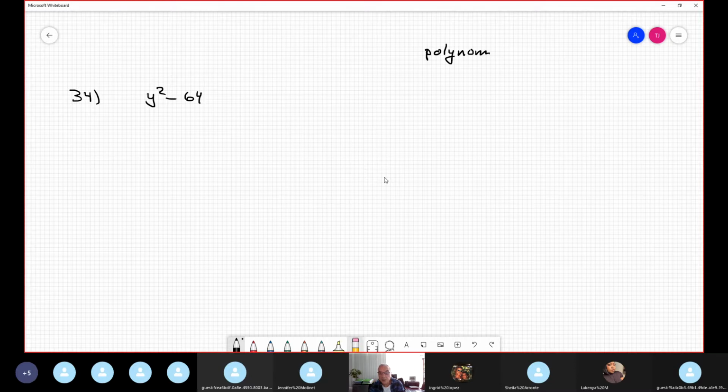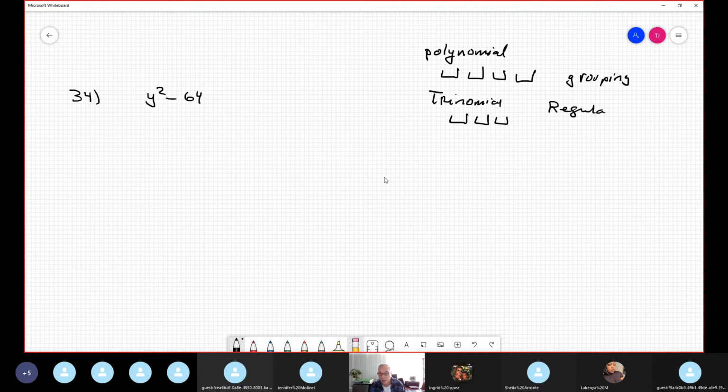Polynomial, remember, is when you have four or more terms, and you apply grouping. We studied trinomials: regular, complicated, and perfect square trinomials. And now we study binomials. A binomial is two terms: one, two. Look at that.